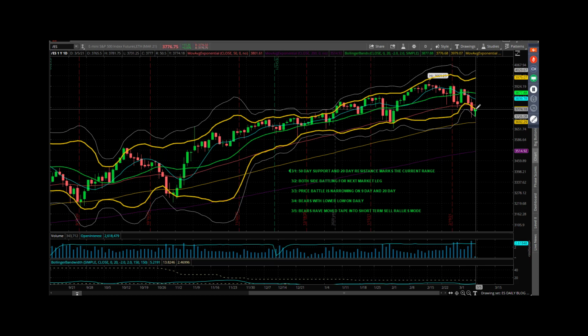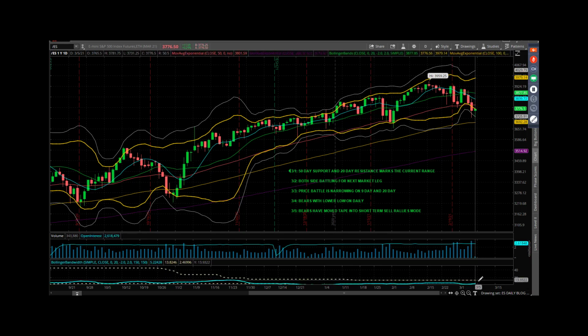They're born out of tight bands, and we talked a few days ago about how we've really been just kind of chopping between the 9-day and the 20-day, and the bands are starting to get a little bit tight. They're 2.46 right now, which is the bandwidth. That's measured down here at the bottom of the chart.